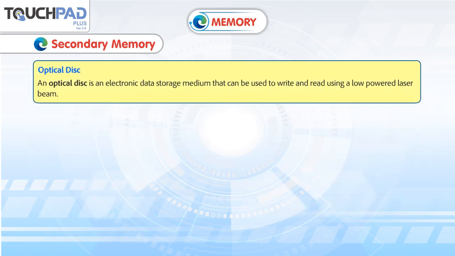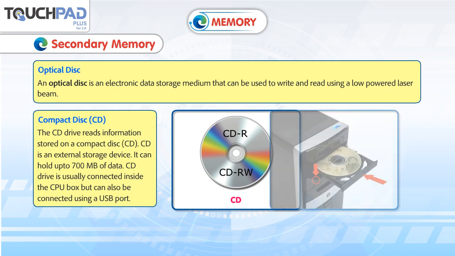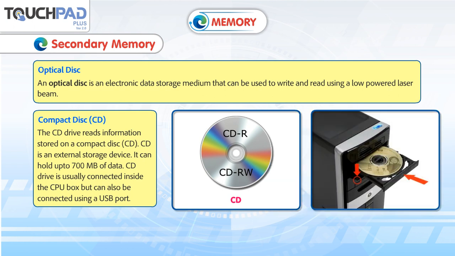Optical disk. An optical disk is an electronic data storage medium that can be used to write and read using a low-powered laser beam. Compact disk, CD. The CD drive reads information stored on a compact disk, CD. CD is an external storage device. It can hold up to 700 MB of data. CD drive is usually connected inside the CPU box but can also be connected using a USB port.